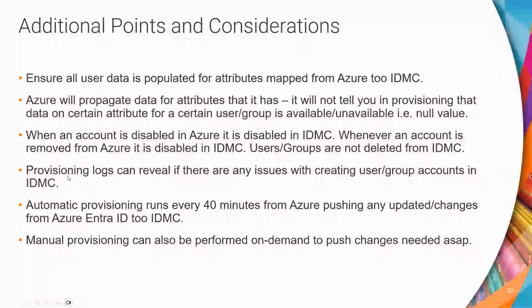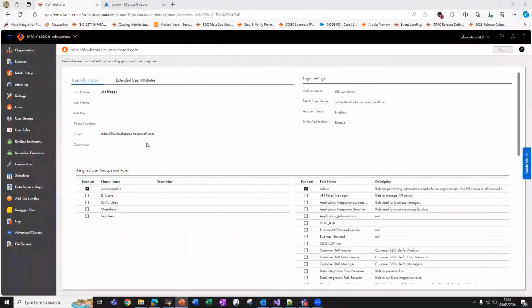Okay. So as I said, provisioning logs can reveal if there's any issues when creating a user or group accounts in IDMC, which you can see from the provisioning logs I just showed you. Automatic provisioning will run every 40 minutes from Azure, which pushes any updates or changes to users, groups, or roles from Azure out to IDMC. And manual provisioning can also be performed on demand to push changes, which is what we just did for the admin user. It's also important to note that in Azure, there is an account status flag, which tracks whether a user account is enabled or not in IDMC also.